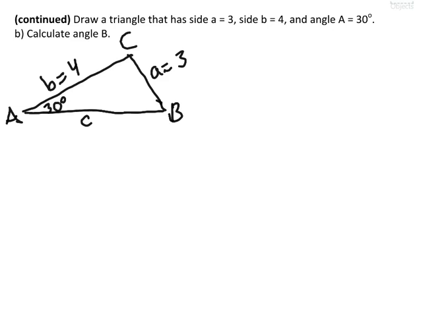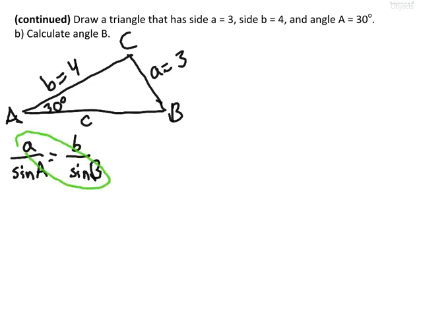So what we do is we set up our sine law, right? Side A divided by sine A is going to be side B over sine B. In this case, I'm trying to rearrange for something on the bottom, so a good idea is to cross multiply and divide. We cross multiply: A times sine B will equal B times sine A.